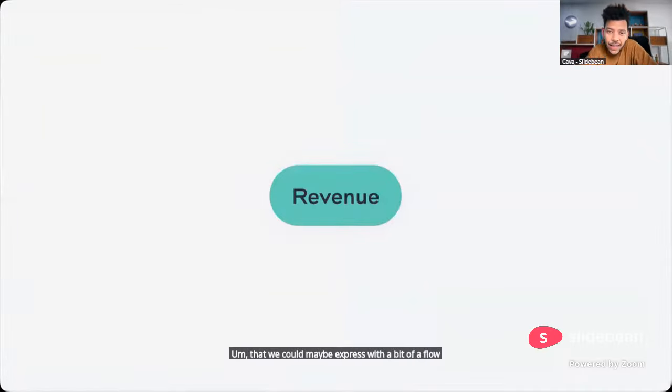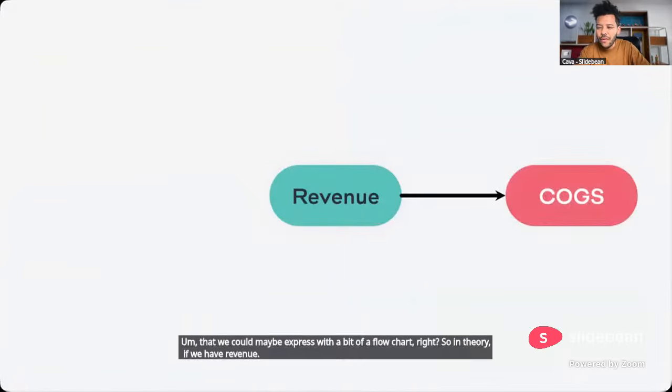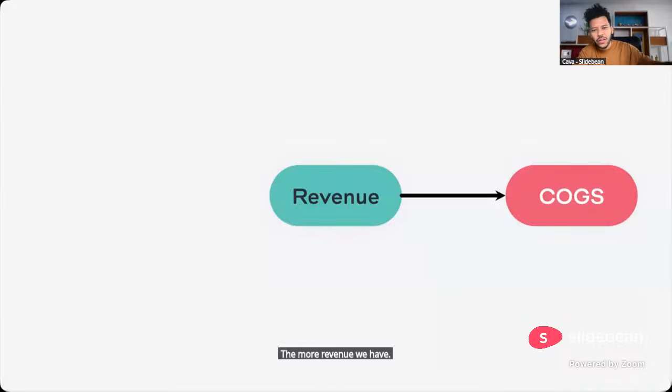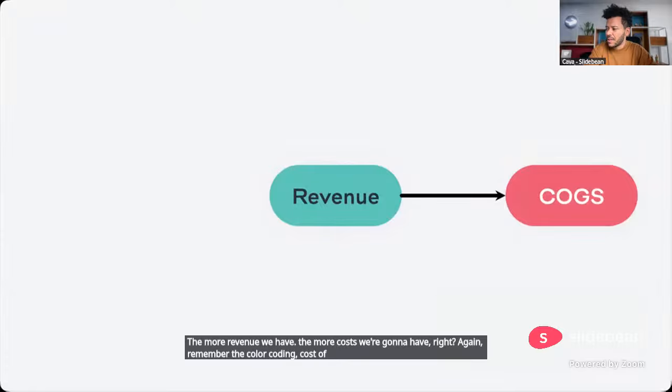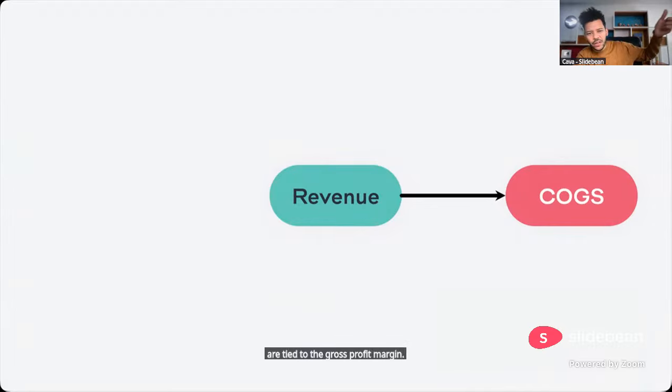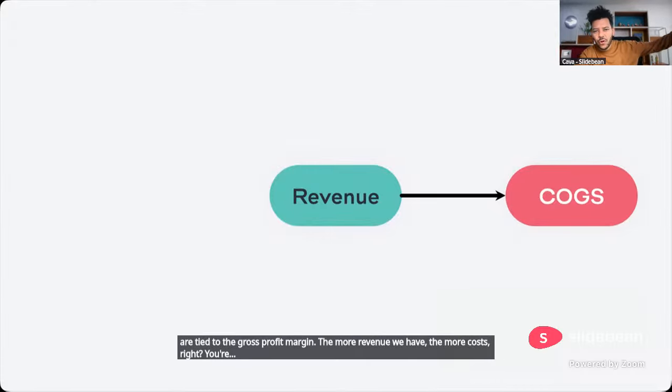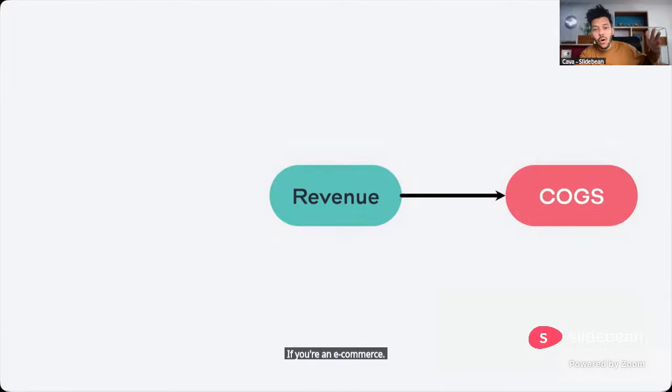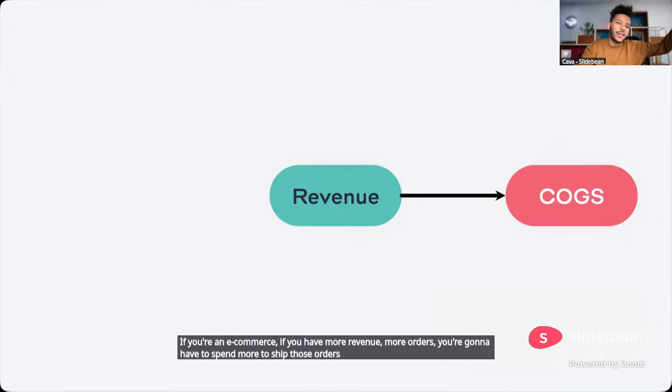So in theory, the more revenue we have, the more costs we're going to have, right? Again, remember the color coding, cost of goods sold, the ones that are tied to the gross profit margin. If you have more customers, you have more AWS fees. If you're an e-commerce, if you have more revenue, more orders, you're going to have to spend more to ship those orders or to buy the products that you're reselling, right? So those are always going to be tied together, directly connected.